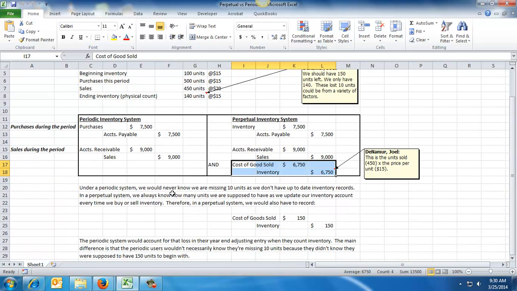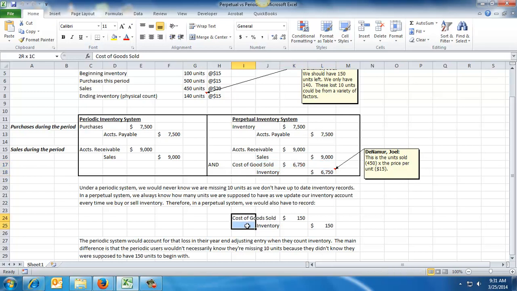In a periodic system, we really would never know that we're missing 10 units, or oftentimes we won't know that because we don't keep inventory records up to date until we count the number of units. In a perpetual system, we always know. And in this case, we know that we're supposed to have 150 units and we only have 140. So we realize in a perpetual system that we've lost 10 units.